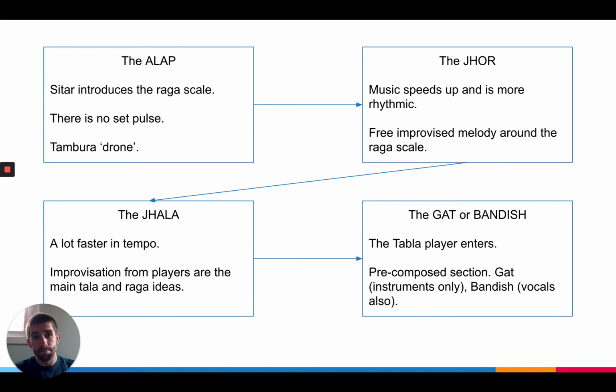So it's slightly faster, it's a bit more rhythmic, it's a bit more together, there's a bit more a sense of a melody, even though it's still quite slow and it's still quite atmospheric. And then we move on to the jhala. Now the jhala is a lot faster, so we have a speed up in tempo, and we have improvisation from the players that are playing the main tala and raga ideas. So it's still improvised. It's all around the central raga scale and the tala rhythmic stuff, but the tempo is increased a little bit. Okay, so I'll give you a demonstration of what we mean by the jhala.